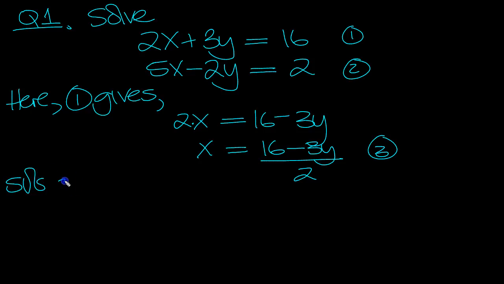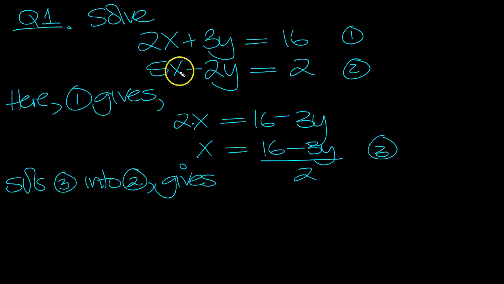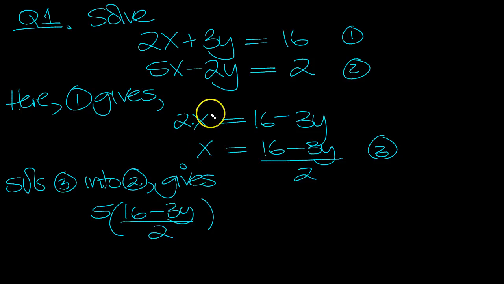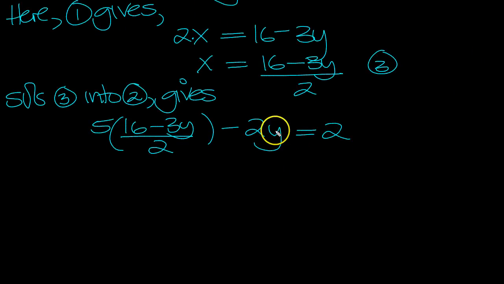So now we sub it into equation 2. So sub 3 into 2 gives, so here 5 lots of this object, more than a simple term, so put a bracket around it, 16 minus 3y over 2, 5 lots of that, the x's, minus 2 lots of y then is equal to 2. Now you can see we've got an equation in y.